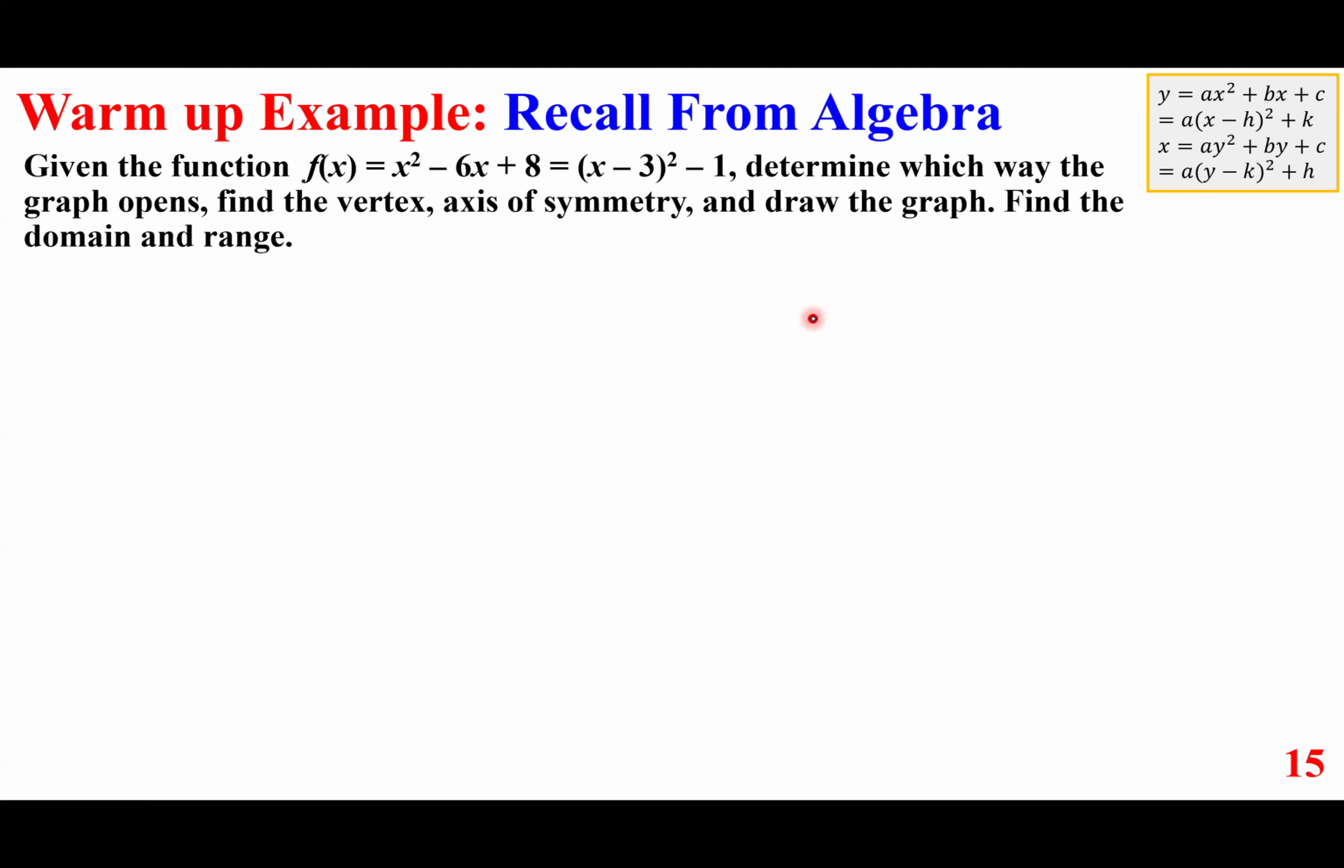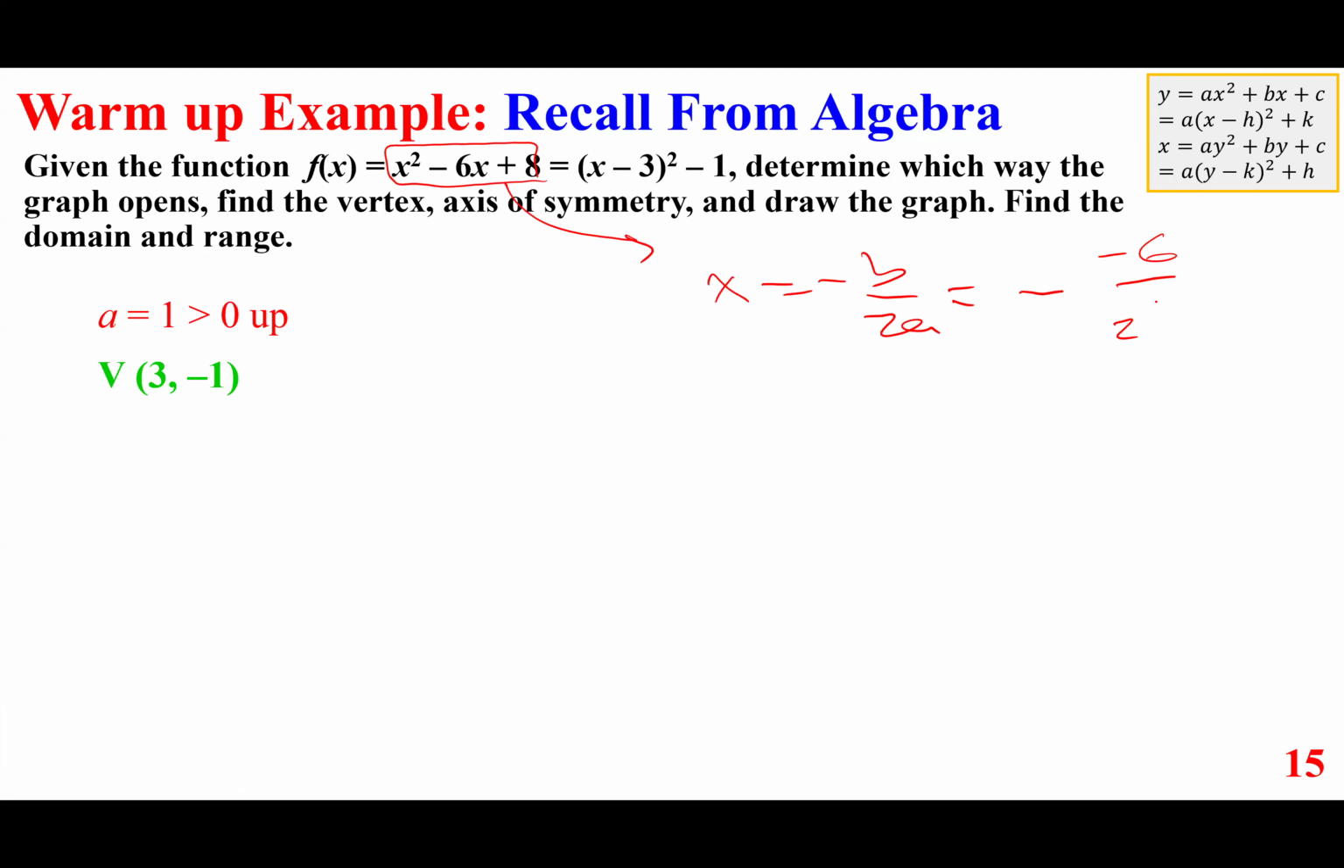So first and foremost, a is 1, it opens up. This is vertex form, so the vertex is located at 3, negative 1. I want you to see that. Otherwise, class, from here, you can say x equals minus b over 2a, which is minus negative 6 over 2 times 1, and it's equal to 3. You can go that one route. So that means the axis of symmetry is x equals 3.